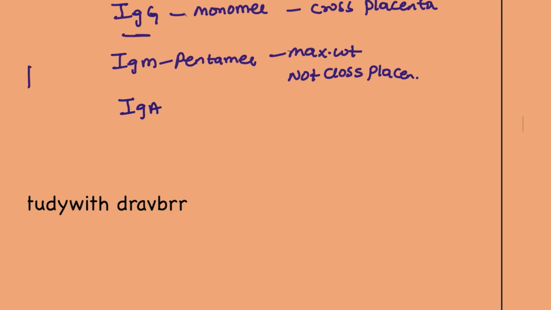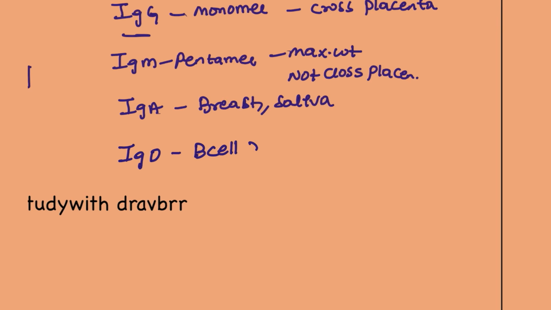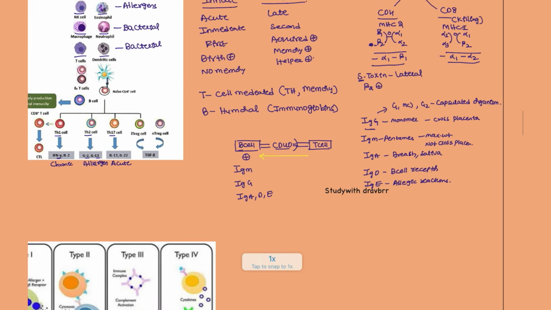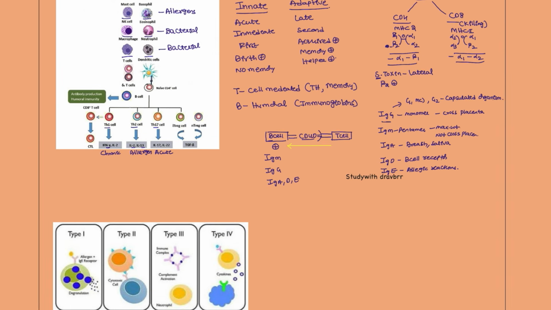Next, IgA is present in breast milk, saliva, and other secretions. IgD is present in the B cell receptor. IgE is present mostly in allergic reactions such as anaphylaxis and asthma. In these patients you are going to see IgE. These are the important points to remember, and the interleukins I have explained already above; that question has also been asked.